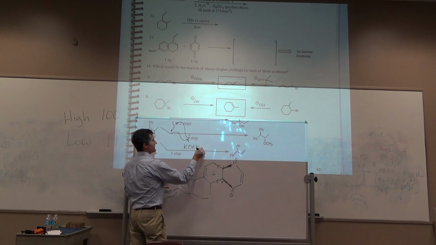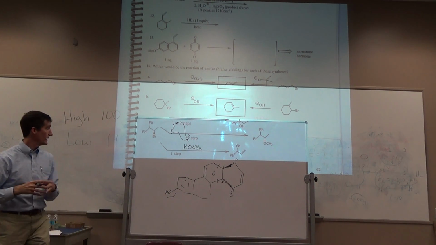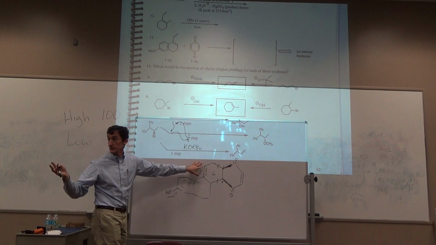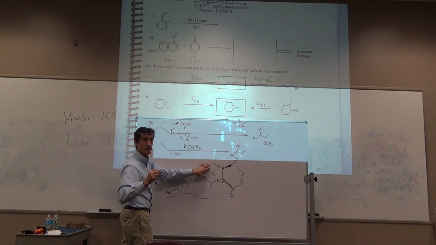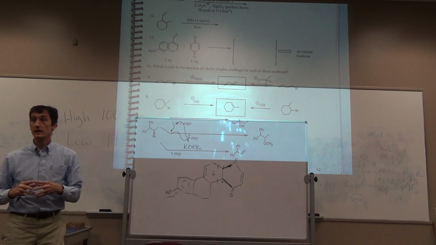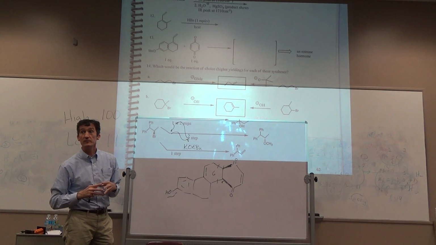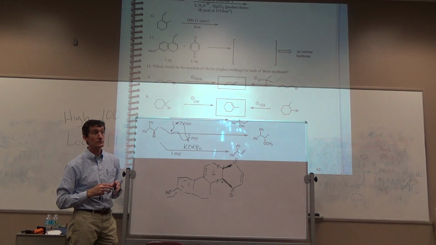KOtBu. Tert-butoxide, a sterically hindered alkoxide base. Yeah, because what type of mechanism do you want to do? You want to do Hofmann. What mechanism gives Hofmann? E2. Does E1 give Hofmann? No, E1 gives the most substituted. That's going to be Zaitsev.